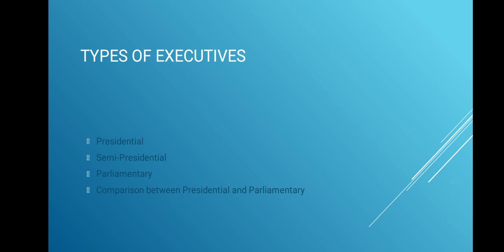Second is the semi-presidential type of government. This system is found in Sri Lanka, where the president is the head of state and the prime minister runs the government. In 1978, the constitution of Sri Lanka was amended and the system of executive presidency was introduced there. Under this system, executive presidency, people directly elect the president.